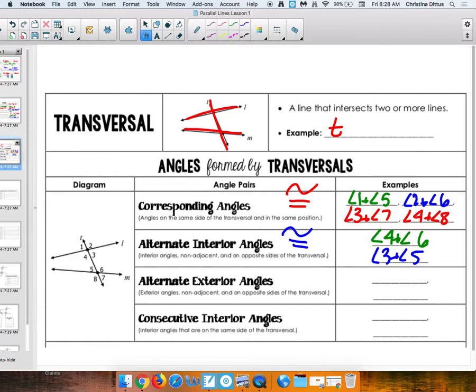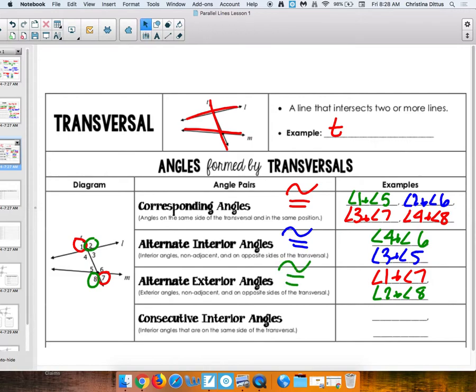Just like alternate interior, we have alternate exterior. Exterior being on the outsides of our lines, and alternate being opposite. So if I said angle 1, what is alternate exterior to that? Angle 7. Good. And another pair? Angle 2 and angle 8. Good. Guess what? They are congruent.